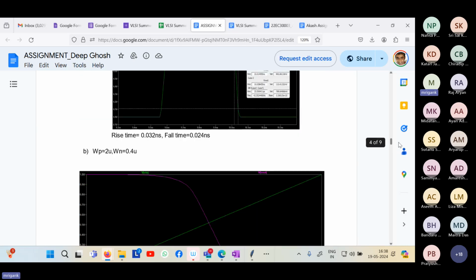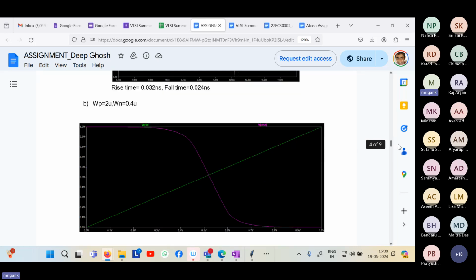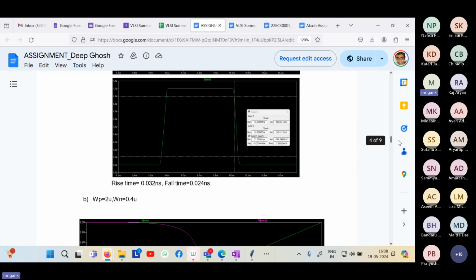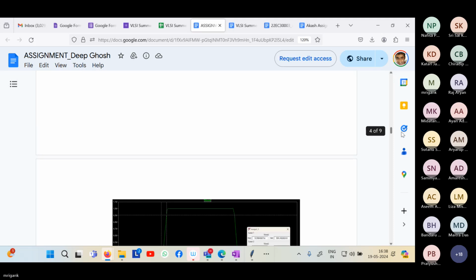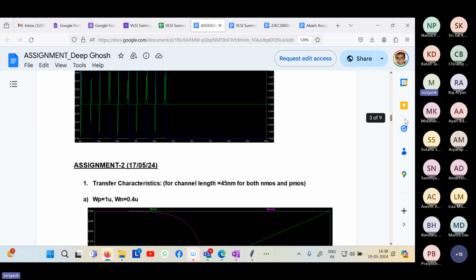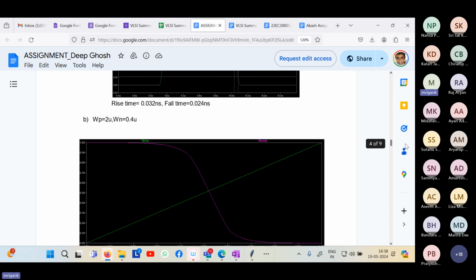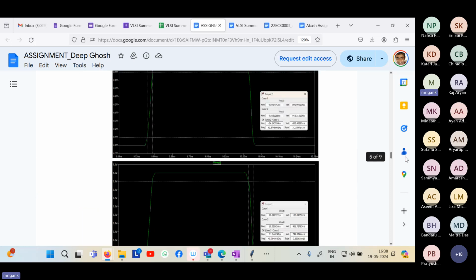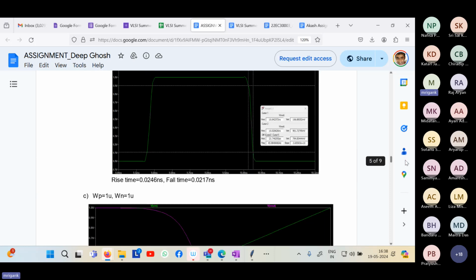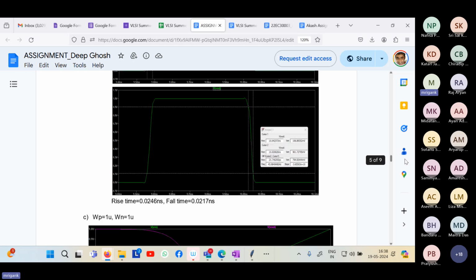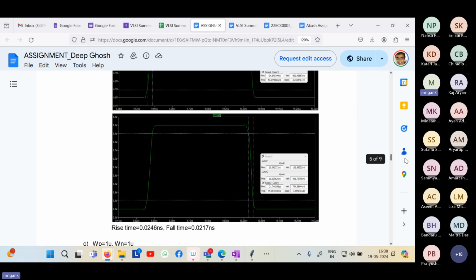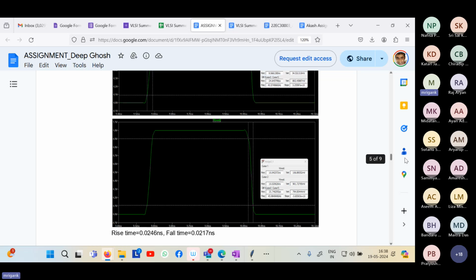And here rise time has reduced a bit, and WP is 2 and 0.4. First case WP was 1 and 0.4. Second case WP is 2 and 0.4. And he has shown the rise time to be improved. So 0.024 and 24 picosecond from 32 picosecond. So that is expected. This is as per expectation, because increasing the PMOS will have improvement in the rise time.